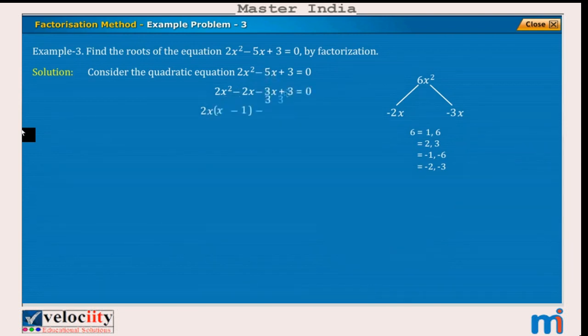Now, apply the zero product rule. Obtain the values of x. We obtain x is equal to 1, x equal to 3 by 2.